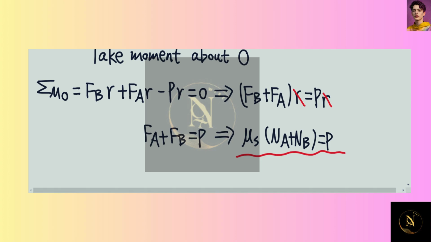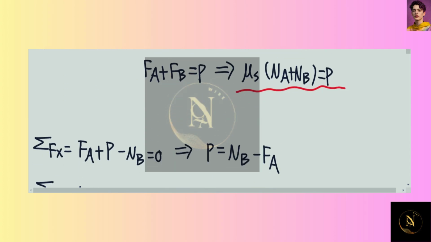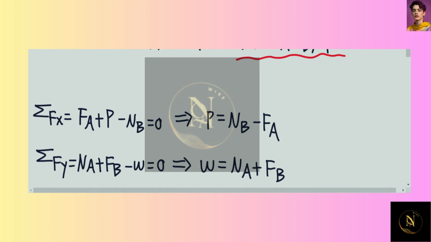So now let's apply force equilibrium to this case. So the net force along the x and y directions should be 0. So we have the net force along the x direction: FA plus P minus NB is equal to 0. So we have force P is equal to NB minus FA. And then the net force along the y direction: NA plus FB minus W is equal to 0. Therefore, we have W is equal to NA plus FB. W here is the weight of the hoop.